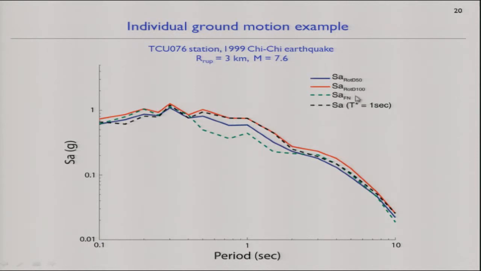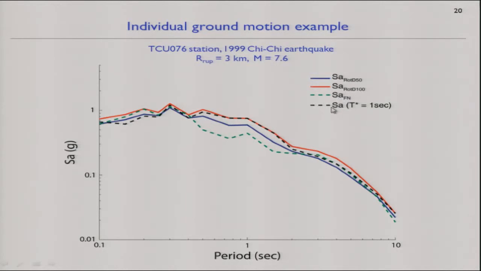So there are four response spectra we can think of that you could compute. There are more than that, but four potentially interesting ones. You could compute a RotD50 response spectrum. You could compute a RotD100 response spectrum. You could compute the response spectrum in the fault normal direction.